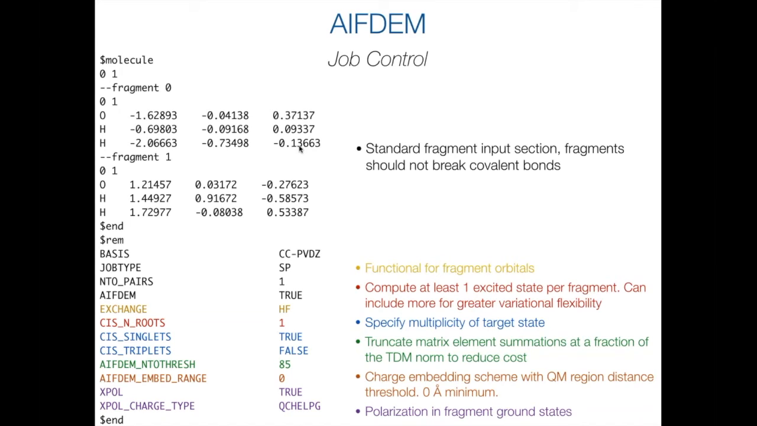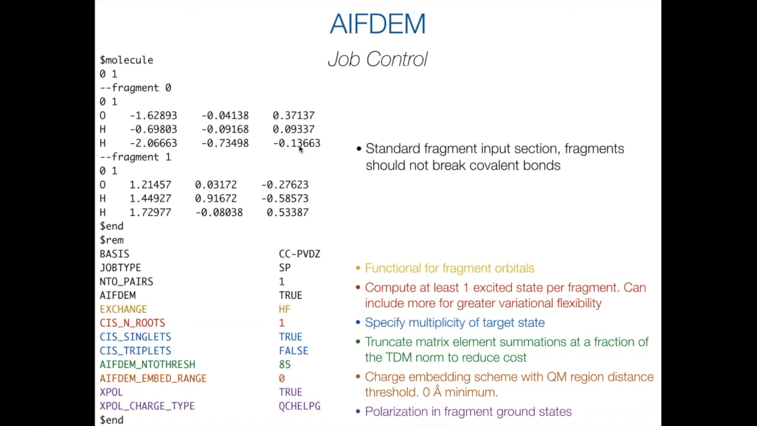The sys and roots keyword in red specifies the number of excited states to include per fragment. If we want to expand our variational flexibility, we can increase that. We must specifically indicate the multiplicity of the target state with the keywords in blue, cis singlets and cis triplets, since the exciton-site basis is spin adapted.